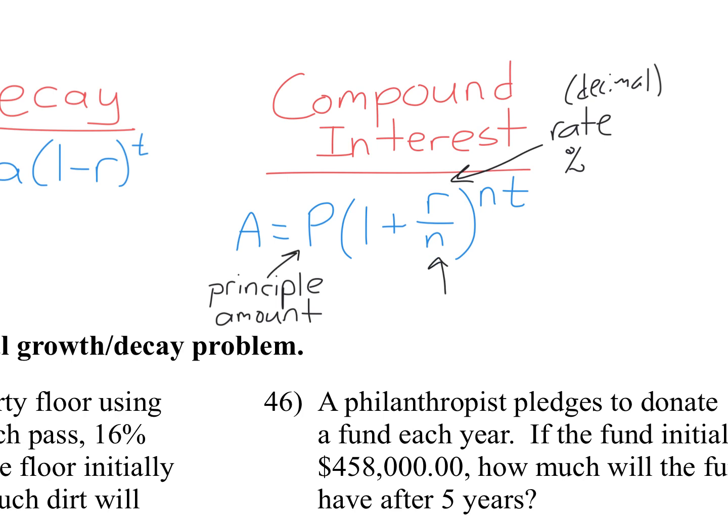N stands for, that's where the compound interest comes in. That's the number of times compounded. So if it said it compounded monthly, what would you put for N? 12. Yep. So I'll put compound. And then T is time. Yep. So if it said compounded monthly over 7 years, you would put the 7 in for T.